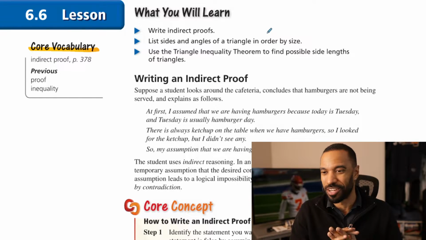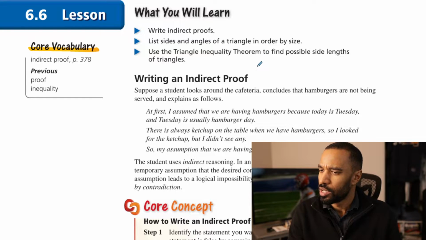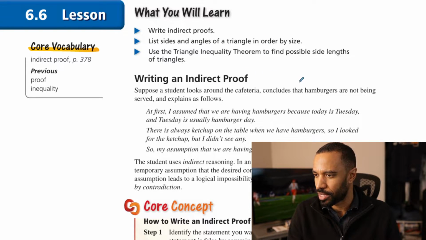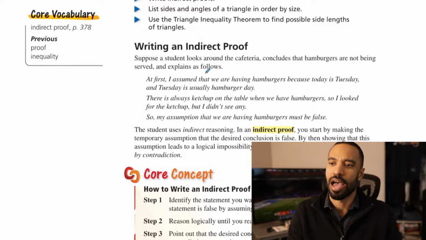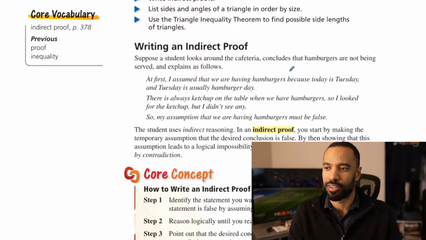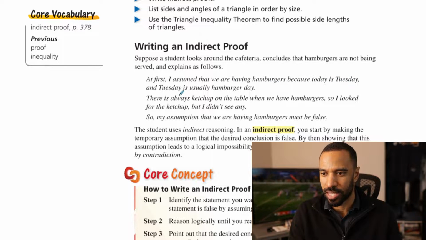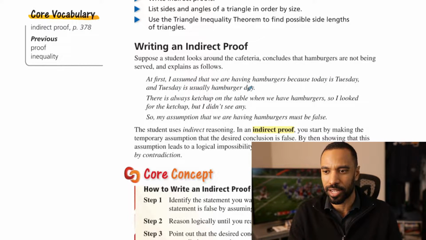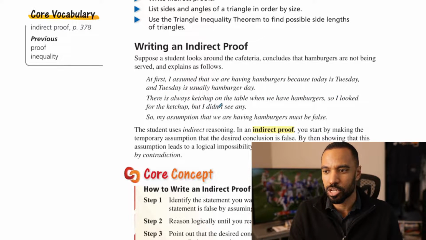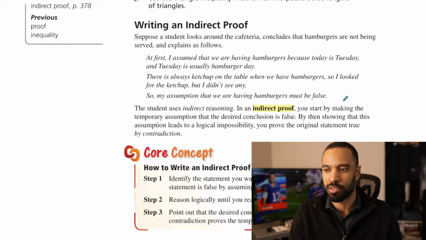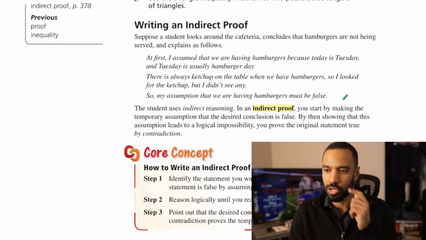Let's learn together about indirect proofs, or let me see what it is again. Suppose a student looks around a cafeteria, concludes that hamburgers are not being served, and explains as follows. At first, I assumed we are having hamburgers because today is Tuesday, and Tuesday is usually hamburger day. There is always ketchup on the table when we have hamburgers, so I looked for the ketchup and I didn't see any. So my assumption that we're having hamburgers must be false. The student uses indirect reasoning.